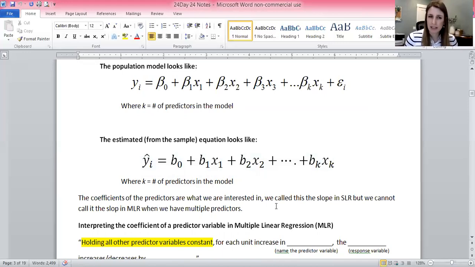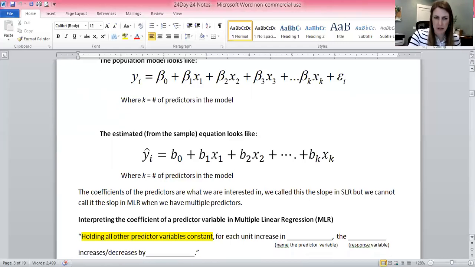Now, in simple linear regression, we used to call this the slope because we only had one predictor, x, and it was the slope of the line, but not anymore. So in multiple linear regression, we can't call it the slope because I have a whole bunch of them, right? I have however many predictors I have. So we just refer to them as the coefficients. That's exactly what they are, but that's all we say. It's just the coefficients. We don't want to say the slope anymore because that would really not be accurate.